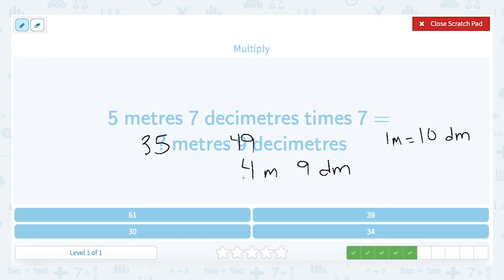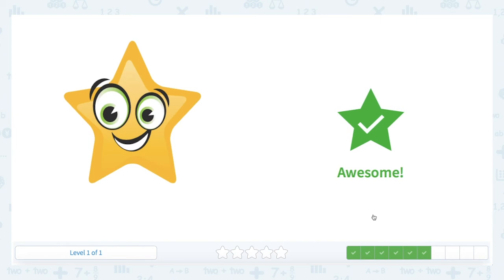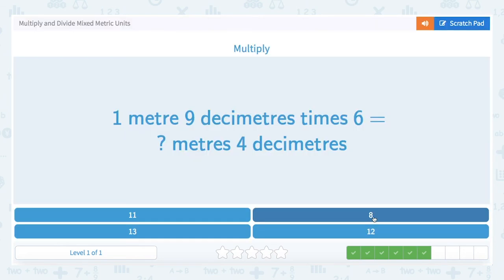We need to give these 4 meters to the meters over here. 35 plus 4 is 39. Sure enough, there's a 39 there. Let's close that and check our work. And there we go. We got that one.